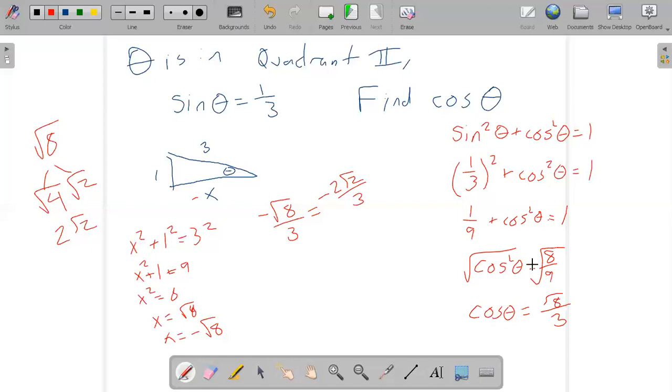But what you have to pay attention to is you have to remember what quadrant we're in. So this will, again, break down to 2 square roots of 2 over 3, but since we're in quadrant 2, the cosine value has to be negative, so we have to remember to put that negative there. Your work will never, ever be able to produce that negative sign. You have to take this information to produce the negative sign on your own.